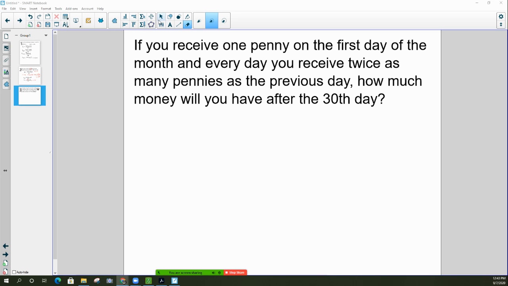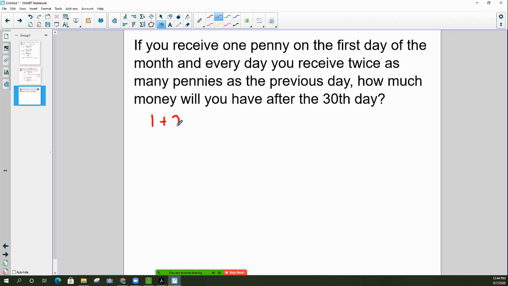All right, in this problem, we are going to find the sum of this situation. It says if you receive 1 penny on the first day of the month, and then every day you receive twice as many pennies as the previous day, how much money will you have after the 30th day in that month?